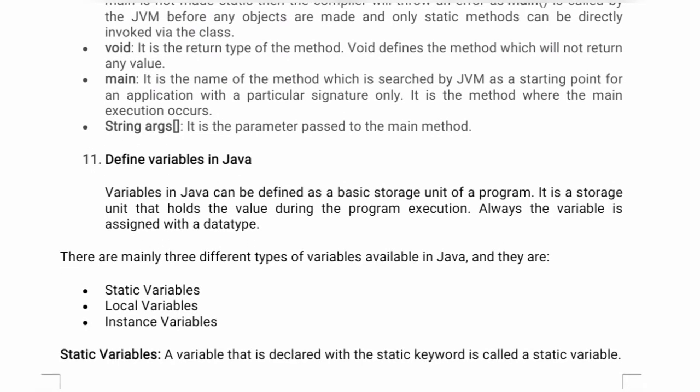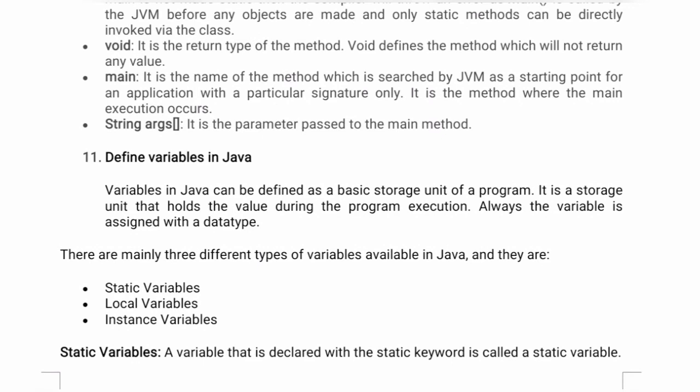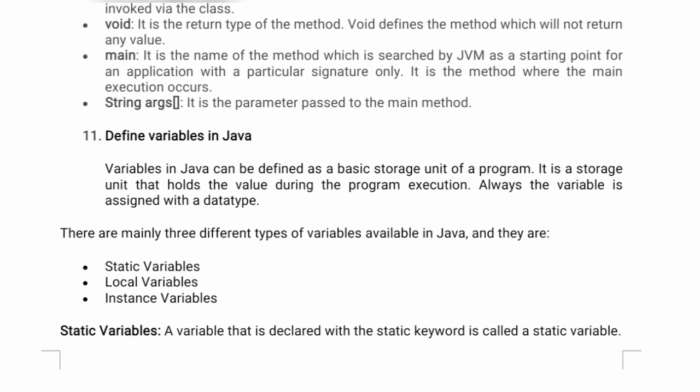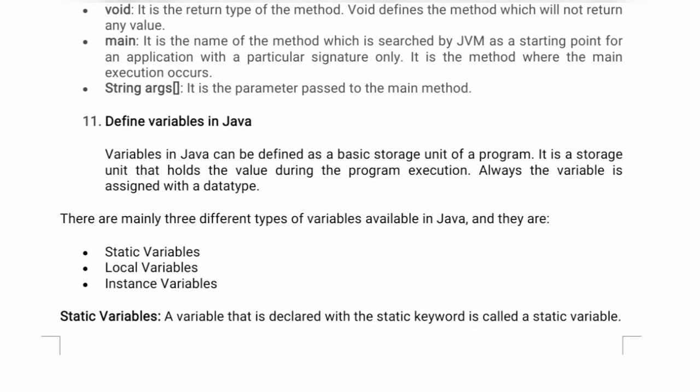Next, String args. It is the parameter passed to the main method. So String arguments are used to pass the parameters to the main method. Next, define variable in Java. So what is a variable? A variable in Java can be defined as a basic storage unit. It is used to store some value. It is a storage unit that holds the value during the program execution.